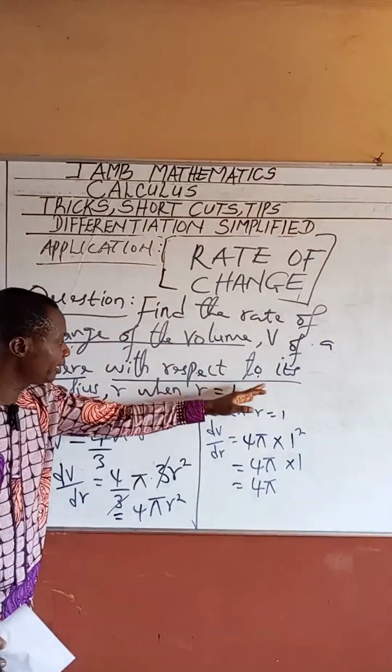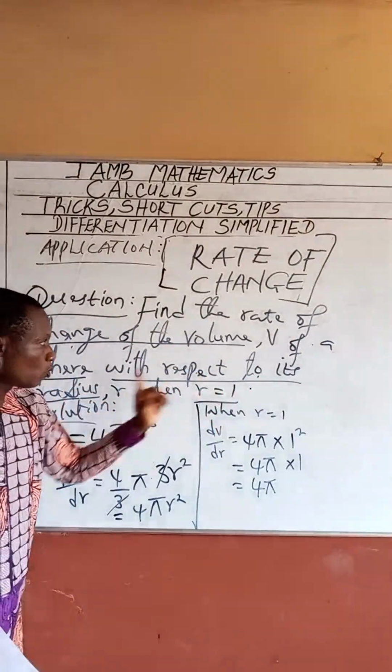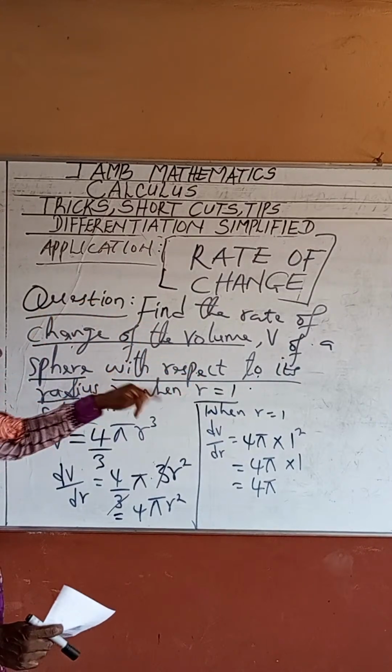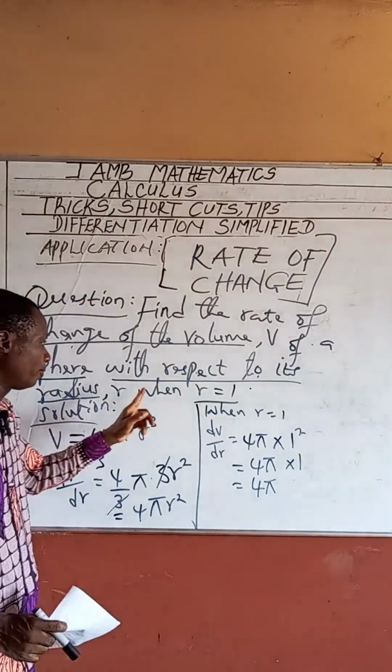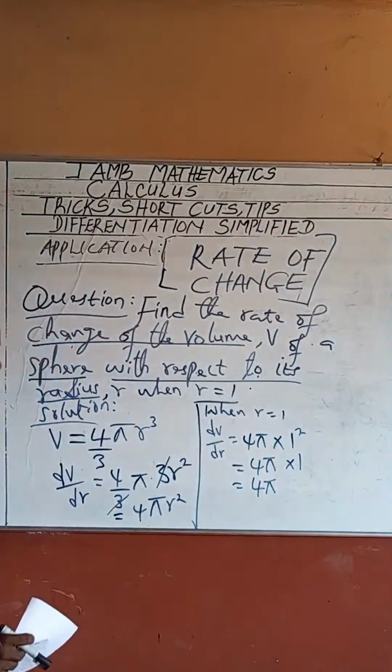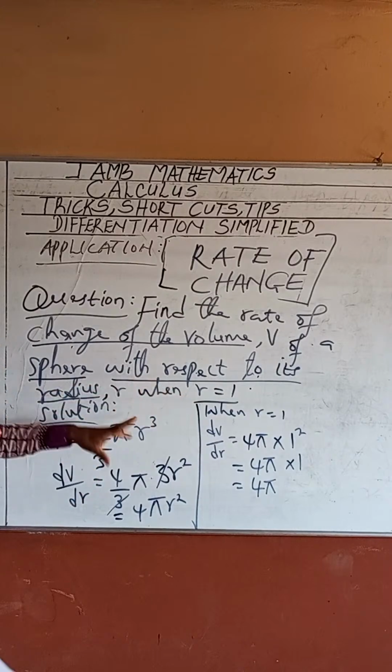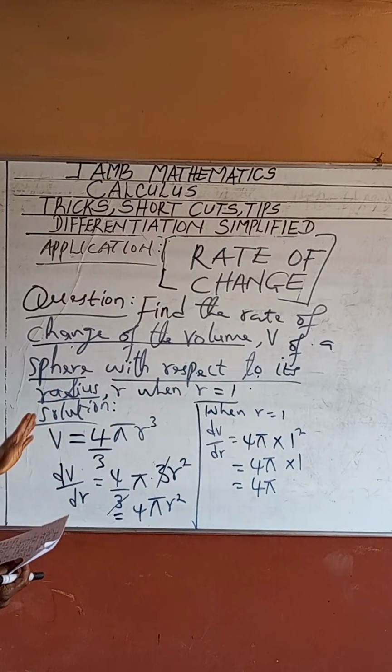When the value is given like this, when r is equal to 1, then the rate of change of volume V of a sphere with respect to its radius r will be this. So just differentiate, then substitute. Differentiate and substitute. That is how to get the simple answer. It is very easy.